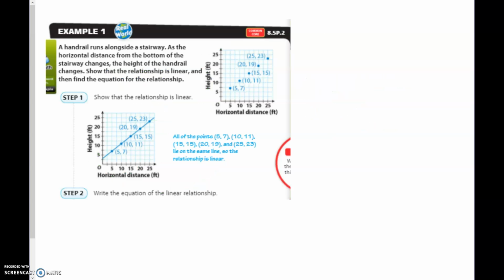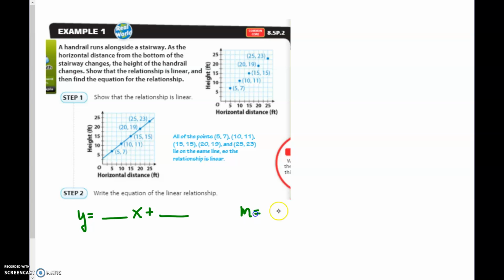All right, going on to today's information. So we've got a chart, and it says a handrail runs alongside a stairwell. A horizontal distance from the bottom changes as the height of the handrail changes. Show that the relationship is linear. Well, think about that. Isn't that handrail a straight line? So they're asking us to write an equation, y equals blank x plus blank. So we need to fill in slope first.